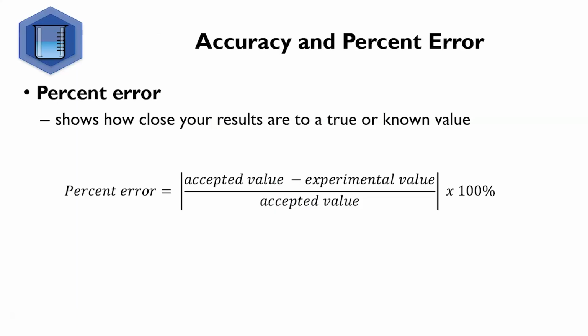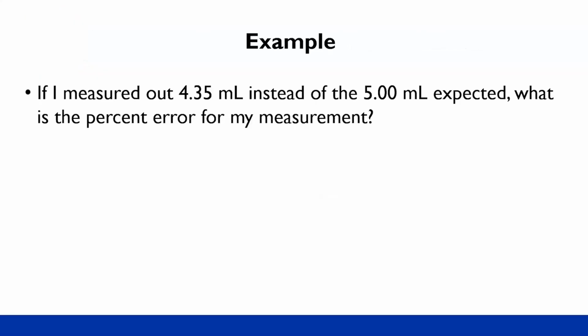If, on the other hand, you have some kind of known value for your measurement, for instance, like the mass of a standard weight, and your measurement, you can calculate a percent error. The percent error is defined as being the accepted value minus the experimental over the accepted value. And you're going to take the absolute value of that. So let's look at an example. If I measured out 4.35 milliliters instead of the 5.00 milliliters expected, what is the percent error for my measurement?